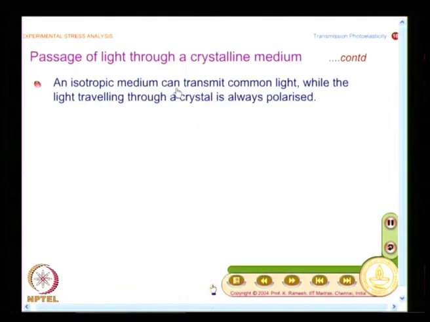And what happens in photoelasticity? The model behaves like a crystal when it is stressed. So, that is the reason why we are able to look at modification in the light as a function of stress, because a natural crystal will always have birefringence. We are also going to look at wave plates, which are natural crystals, where you will have two vibrations and we will use it in an advantageous way. So, a crystal can transmit light, within the crystal it is always polarized. It is the first and foremost observation that we make.